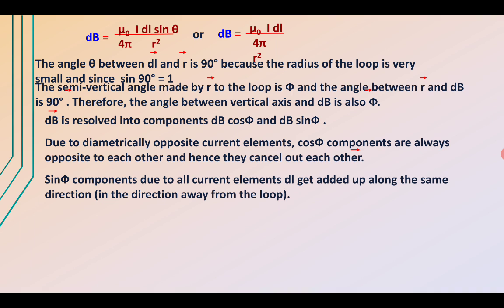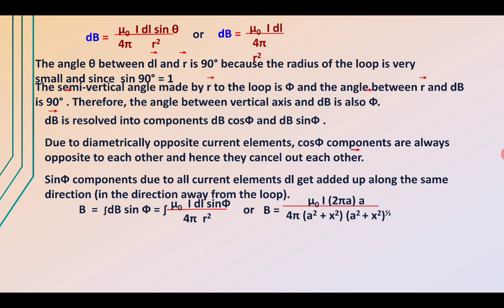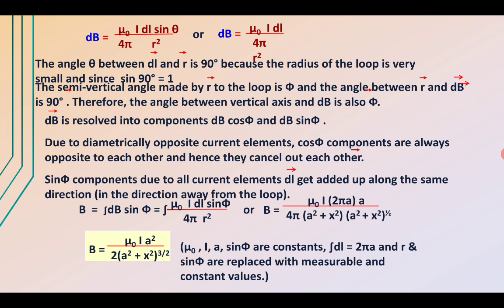Now the total field comes out to be B is equal to the integration of the small magnetic field dB sin phi, which is mu naught I dl sin phi upon 4 pi r square. Here mu naught, I, a and sin phi are all constant, so we can replace these with a single quantity, and we can write B is equal to mu naught I a square upon 2 times a square plus x square raised to the power 3 by 2, where these terms are the constant terms.